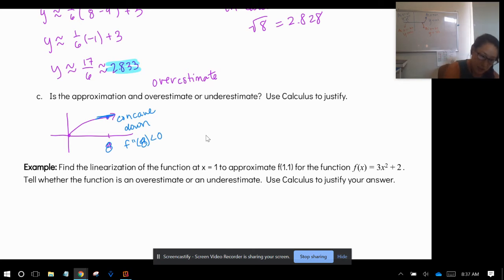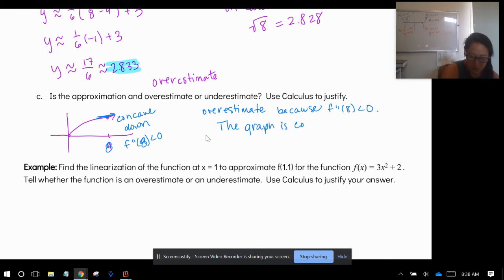What I need to say is that this is an overestimate because f double prime of 8 is less than 0. The graph is concave down. So the tangent line is above the curve.